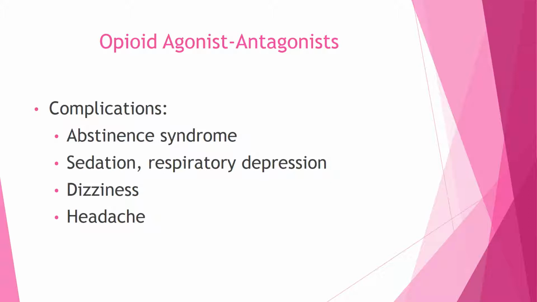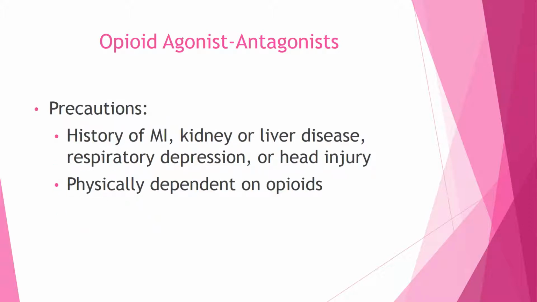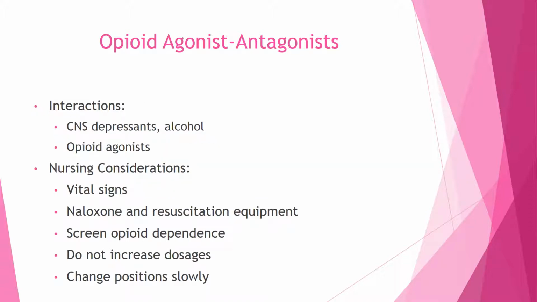Dizziness, just tell them to use caution when standing up. Avoid driving and using heavy machinery till they know exactly how these medications are going to affect them. Monitor for a headache and check their level of consciousness. Make sure that that hasn't been altered. Precautions: anybody with a history of an MI, kidney or liver disease, respiratory depression, or head injury, and then physical dependence on opioids. Interactions are your CNS depressants, alcohol, opioid agonist.